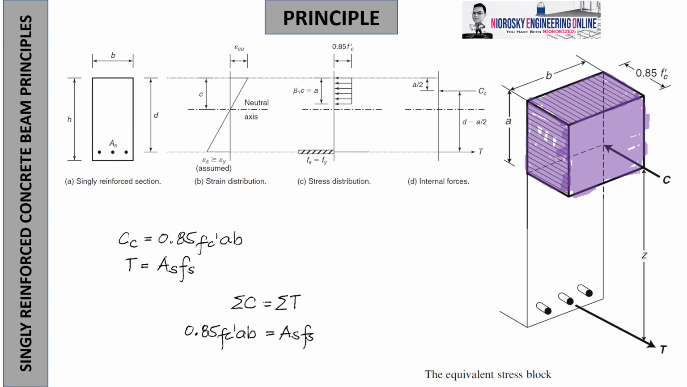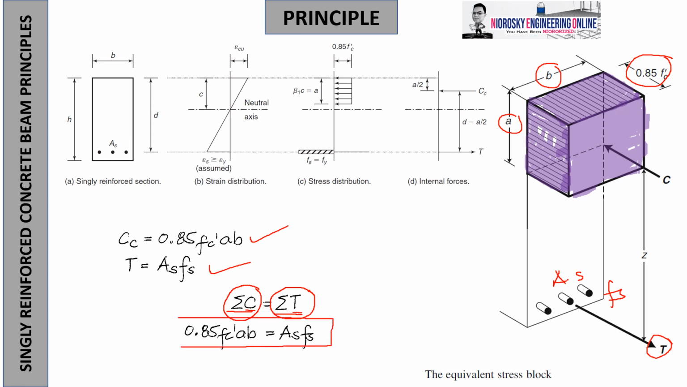Just getting the volume, multiplying a, b, and 0.85 FC prime, so we will get this. And getting T, since there is As, and then stress is present, so AsFs. And then we already proved before in the cracked and uncracked stage that C is always equal to T. But I'll take my chance to explain it as the sum of all compression being equivalent to the sum of all tension because there can be compression bars. So I would take the general sense. And then by equating them, this would be one of the most meaningful formulas in our understanding of reinforced concrete.